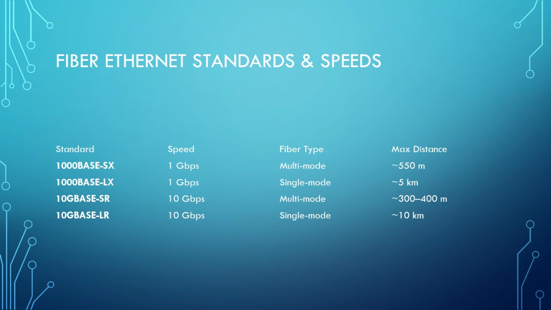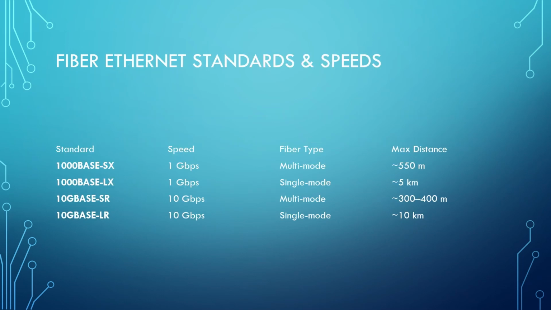As far as fiber standards go, 1000BASE-SX is good for 1 gigabit speed. Its fiber type is multi-mode, and the max distance it has is 550 meters. 1000BASE-LX has 1 gigabit per second of speed with single mode fiber, and it's good for 5 kilometers.